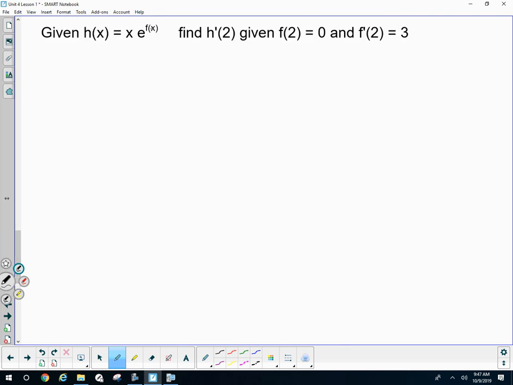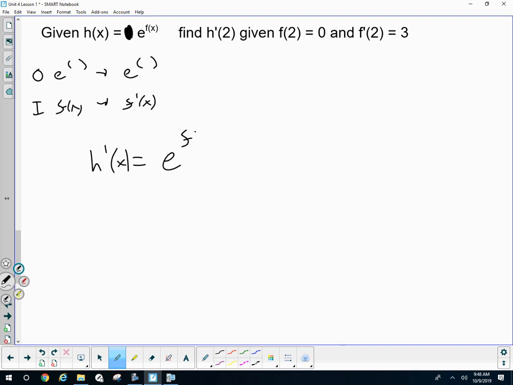Why don't we just start with e to the f of x? If I asked you to take the derivative of e to the f of x, the outside would be e to the power, and the inside would be the power. The derivative of e to the f of x would be e to the f of x times f prime of x. I can see how a lot of students would get that wrong. It's the derivative of the outside, which is just what we started with, times the derivative of the inside. If I wanted to plug in 2, e to the f of 2 times f prime of 2, I get 3.